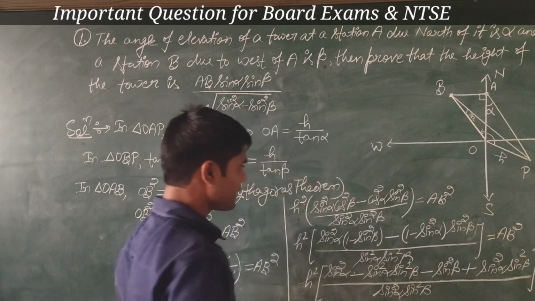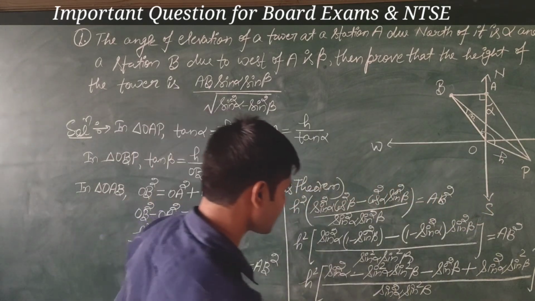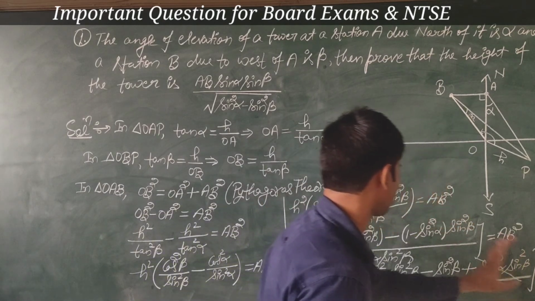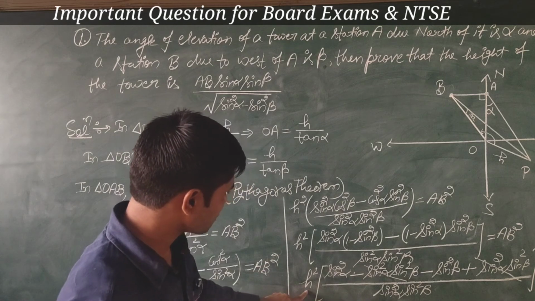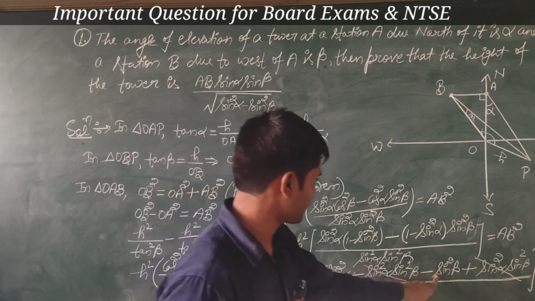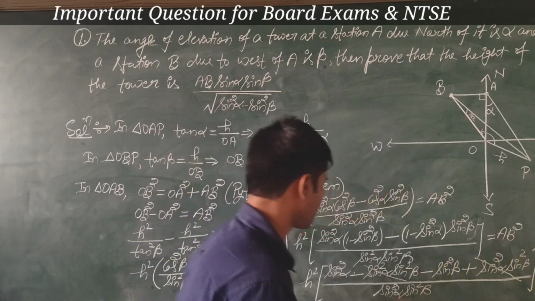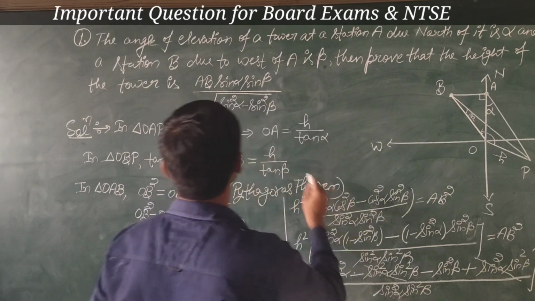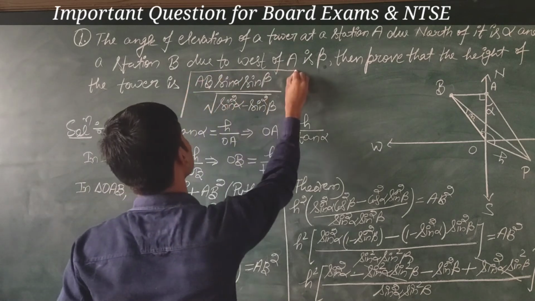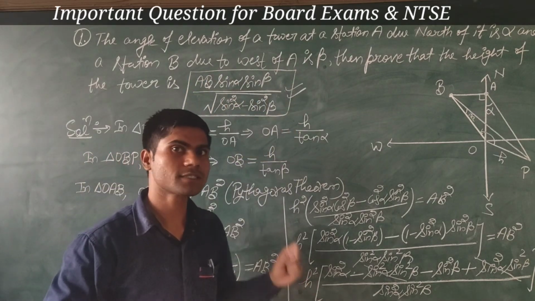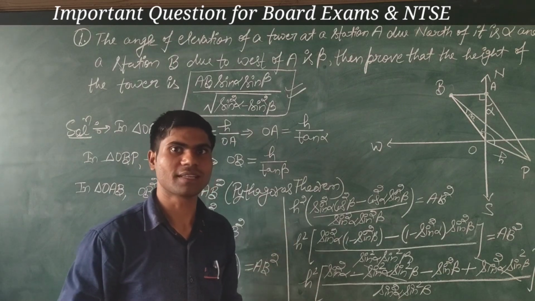Equal to AB square. So my dear students, you can see very clearly sin square alpha sin square beta will be cancelled. So here we get h square into sin square alpha minus sin square beta upon sin square alpha into sin square beta is equal to AB square. So simply we can write h is equal to this. We take the square root on both sides. My dear students, I hope you understand the question. Thank you so much.